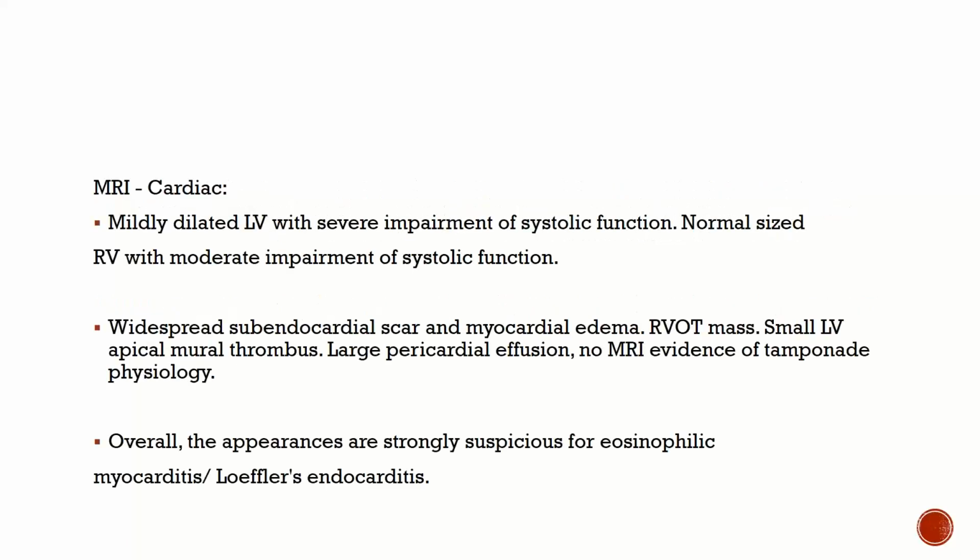Okay, so he underwent a cardiac MRI and it showed a mildly dilated LV, severe impairment of systolic function, normal size RV with moderate impairment of systolic function. There was a widespread subendocardial scar and myocardial edema, and there was an RVOT mass, which we have seen in the echo, and a small LV apical thrombus and large pericardial effusion. These appearances are strongly suspicious for eosinophilic myocarditis and endocarditis of the pulmonary valve.